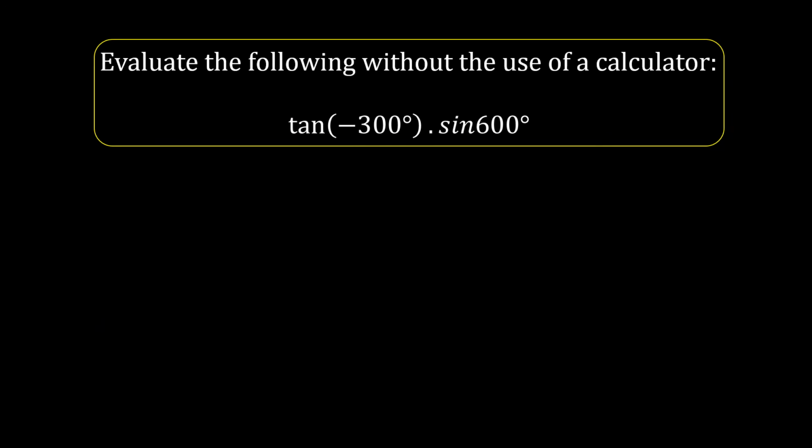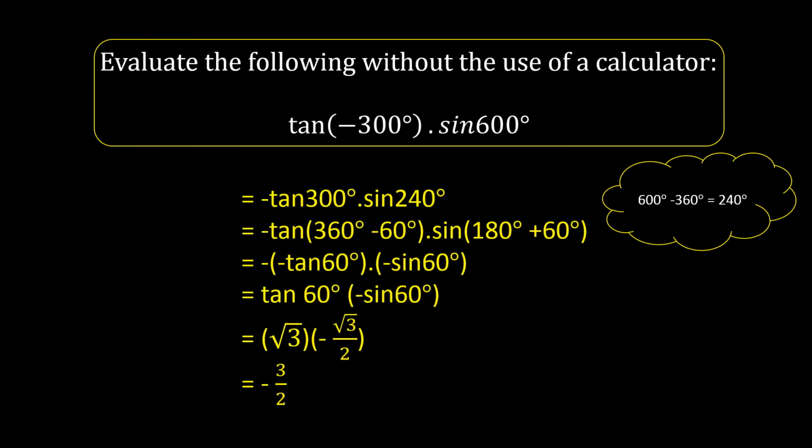One more question using the special angles. Tan of minus 300 times sine of 600. What do we do? Just subtract one rotation, that is 360 degrees. You get 240. That is our first step. Tan of minus theta is minus tan theta, so tan of minus 300 is minus tan 300, and sine 240. Hope you understand.